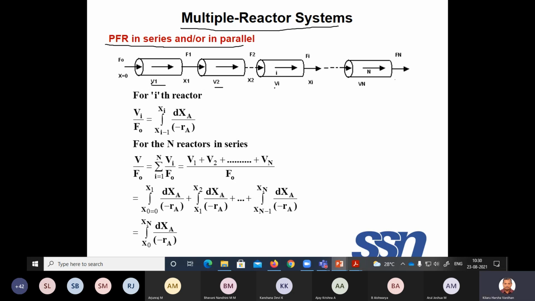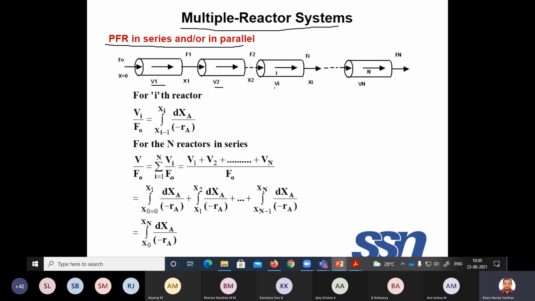Let us assume that all the volumes V1, V2, V3, V4 add up to the total V, that is the volume of the reactor. V by F0 is an integral. This integral is there, right? You can eliminate this integral. Integral is nothing but summation. So sum from i equals 1 to n, Vi by F0.